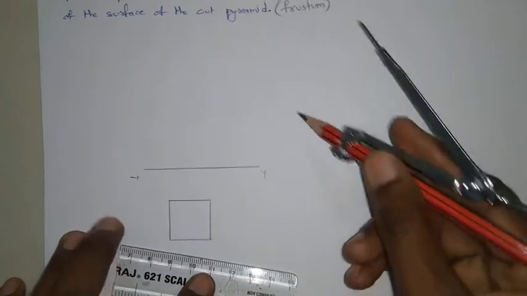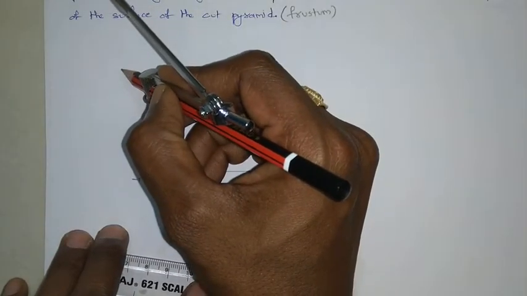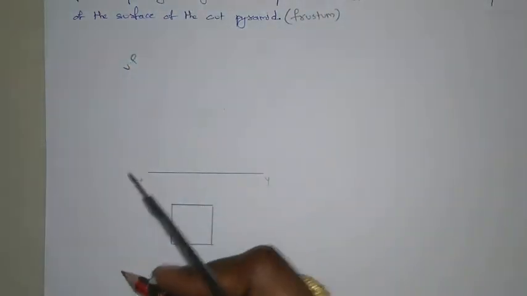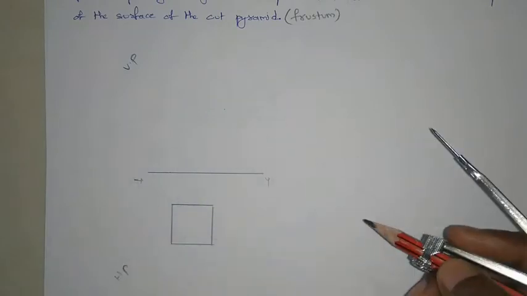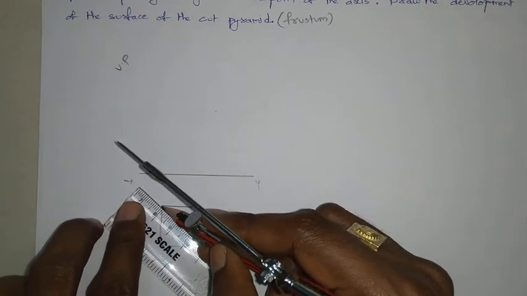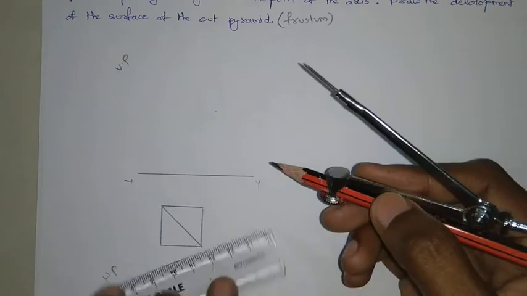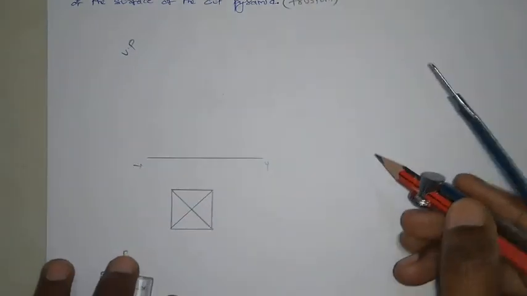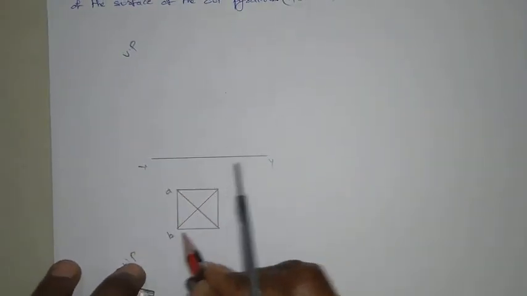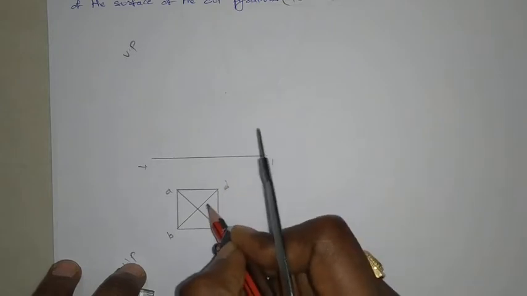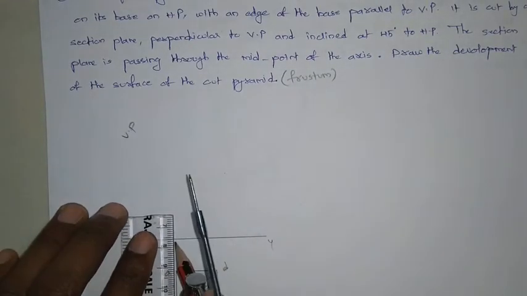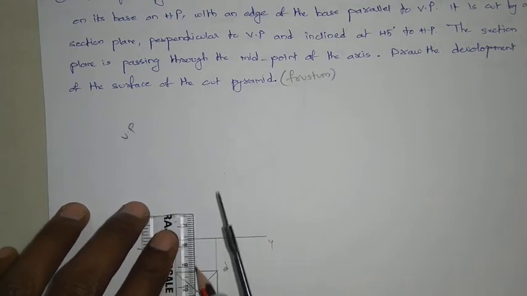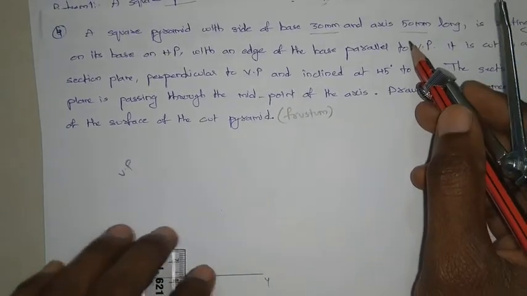We know that above XY this is what we call the vertical plane, and below XY this is the horizontal plane. We already know this, we have discussed it. Now draw this. So let it be A, B, C, D and O. Now draw the projections. The height is given as 50 mm.